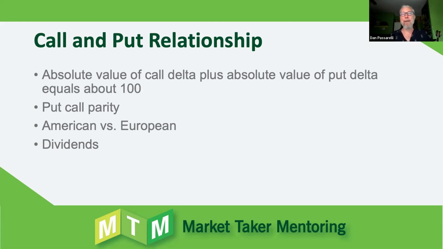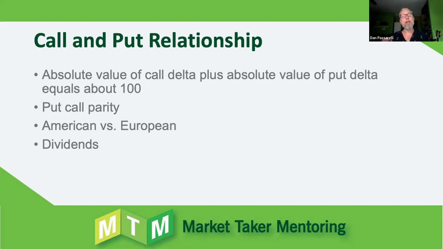Now, when I say absolute delta, this is another one of those math nerd things that you have to try and remember back from algebra or whatever. Absolute value means we take away the plus sign, we take away the negative sign, and that's the absolute value. And that's important because remember I said that puts have negative deltas, inversely related deltas.